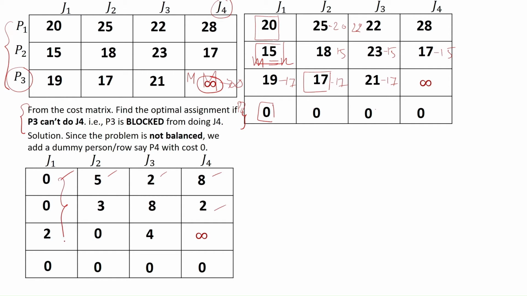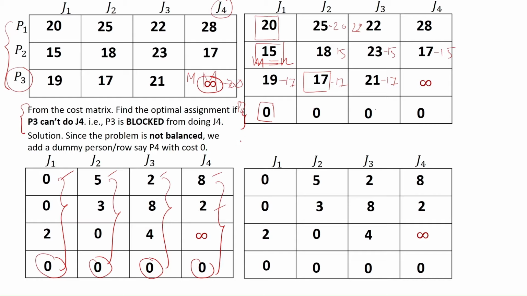The first column has at least one 0, so there will be no change because the minimum is 0. For the second column also you have a minimum entry of 0. Third column also has a 0, and the fourth column also has a 0. So the column minimum doesn't give you any advantage, and the reduced matrix remains the same.